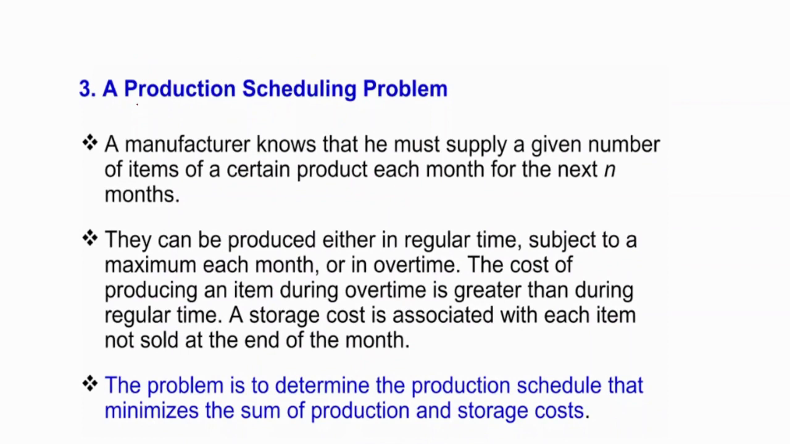Next, we talk about the product scheduling problem. A manufacturer knows that he must supply a given number of items of a certain product each month for the next n months. They can be produced either in regular time, subject to a maximum each month, or in overtime. The cost of producing an item during the overtime is greater than during the regular time. A storage cost is associated with each item not sold at the end of the month. The problem is to determine the production schedule that minimizes the sum of the production and the storage costs.